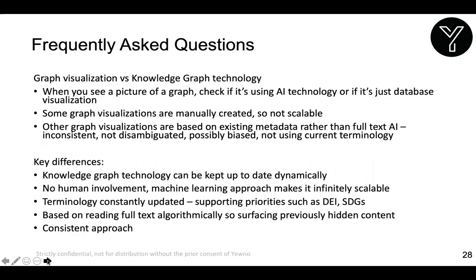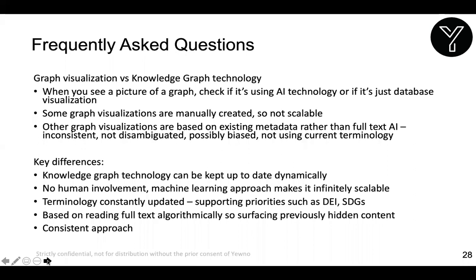But starting off, in terms of frequently asked questions that I often get asked, people often ask me about the difference between graph visualization versus knowledge graph technology. So today we do often see pictures of a visualization that looks like a knowledge graph. I think the key difference between the visualization of a database versus an actual knowledge graph is that many of the visualizations you see might be manually created. So I would say the first question is, how many concepts would it have? And if you're in the range of 3, 4, 5,000, even 10,000, that's probably got some level of manual curation. So it's not scalable.